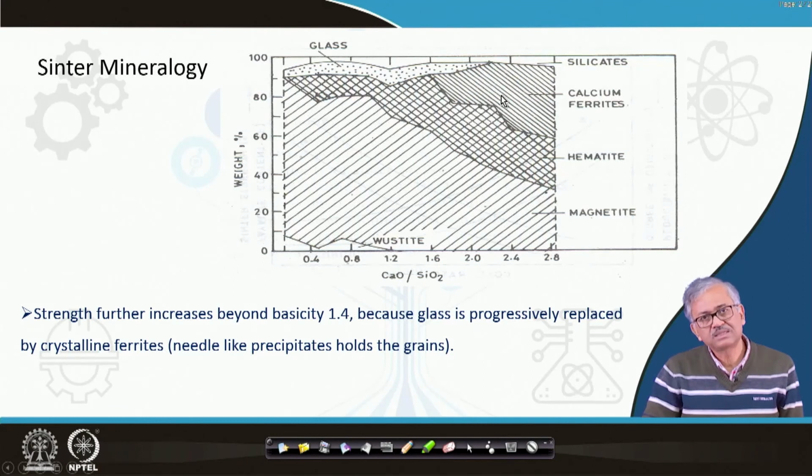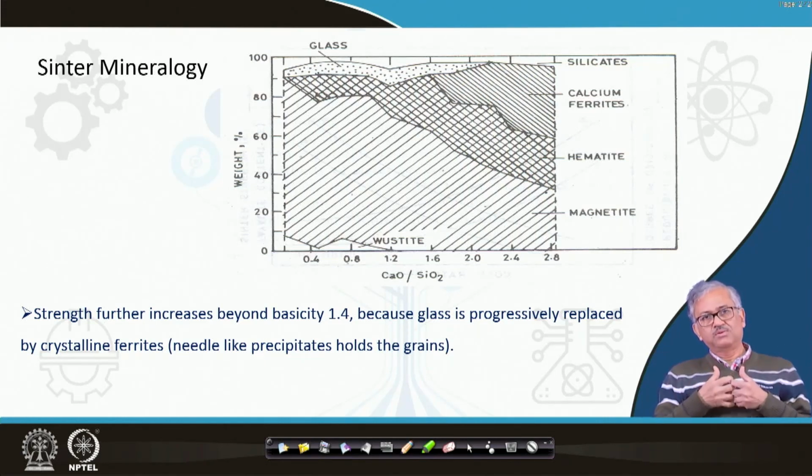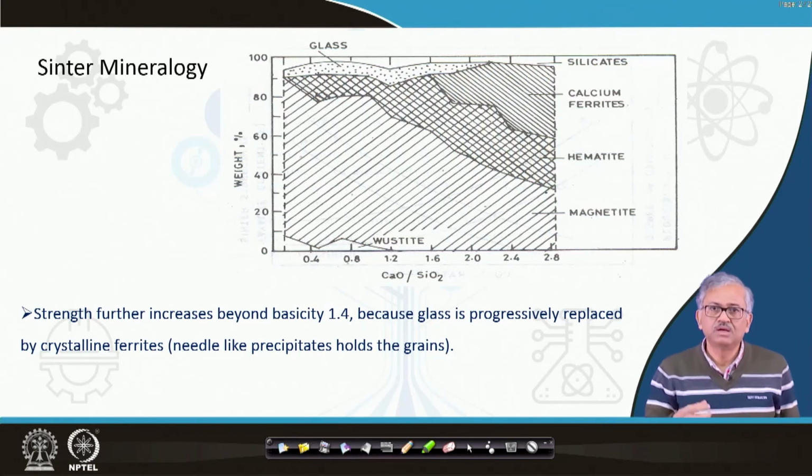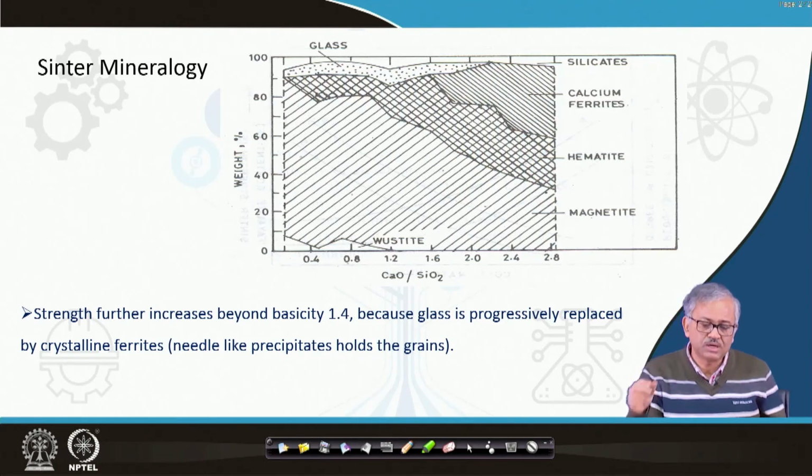So, you can find the glass almost reduced to 0. Glass is also not there. So, there is no requirement of fusion, because here the crystalline calcium ferrite forms and holds the particles together very strongly. The sinter becomes very strong. At the same time, the fuel rate decreases. As a result, you have a higher percentage of hematite in the final sinter. As a result, its reducibility is also more, right?